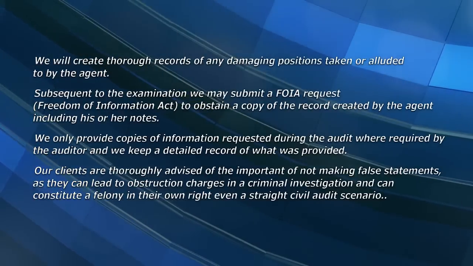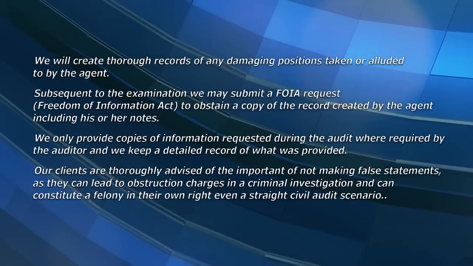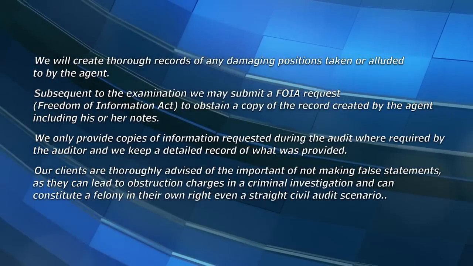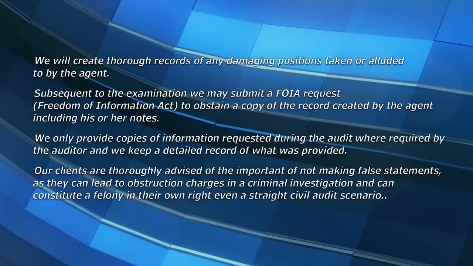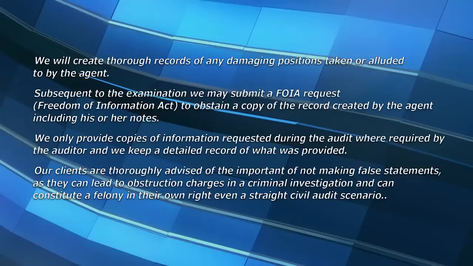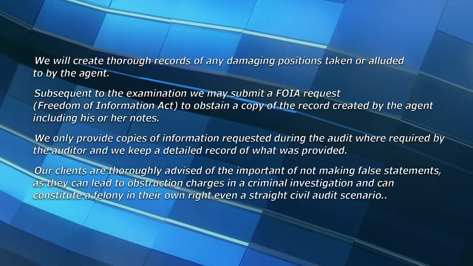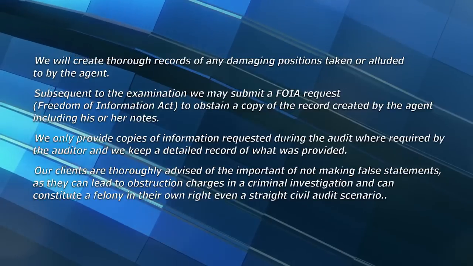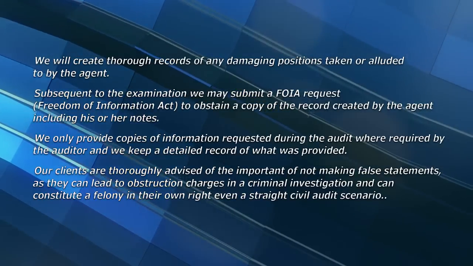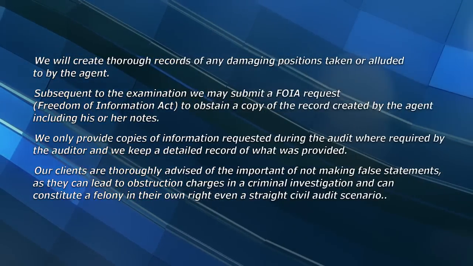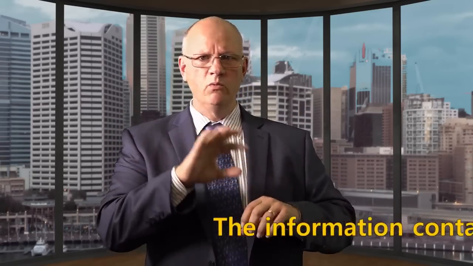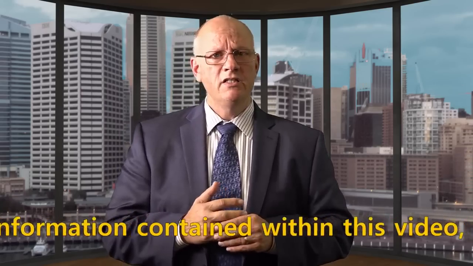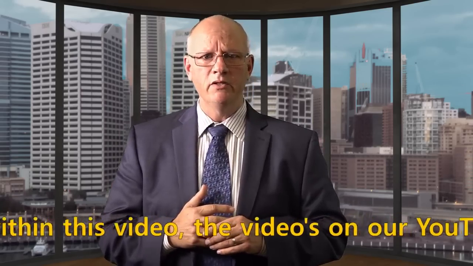Our office will thoroughly document any damaging or critical positions taken by the auditor during an audit. Subsequent to the examination, we may submit a FOIA request under the Freedom of Information Act. The idea here, if there's an underlying criminal investigation, ordinarily the FOIA will be missing a whole bunch of information. If you know there's 800 pages of information in their file, you only get 300 and you see the words redacted all over the place, it's a pretty good indication there's an underlying criminal issue.